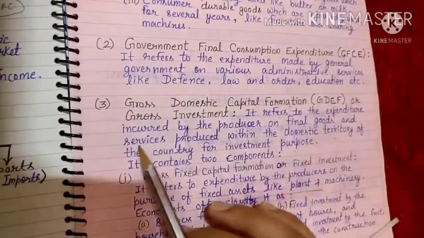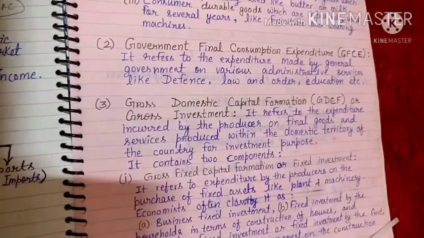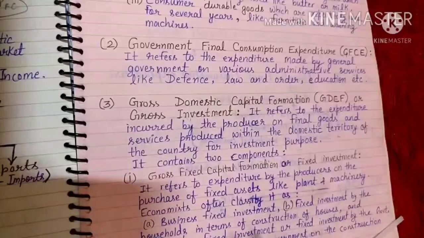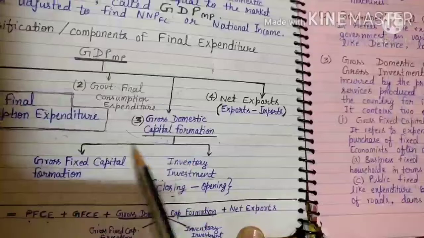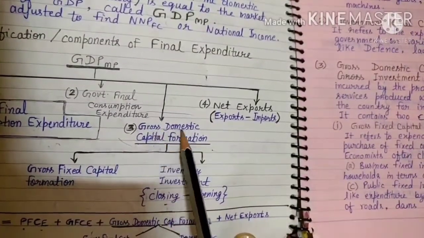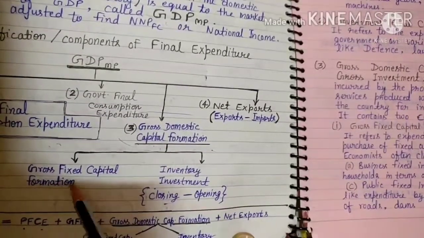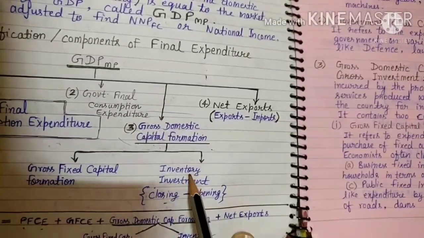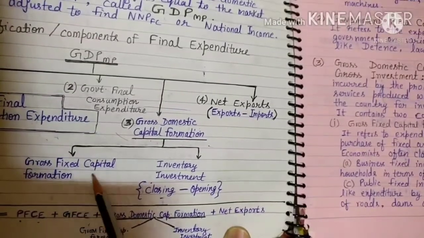It refers to expenditure incurred by producers on final goods and services produced within the domestic territory of the country for investment purpose. So it contains two components. As you can see here, it is further divided into two parts. Gross domestic capital formation is divided into GFCF, which is gross fixed capital formation, and the second one is inventory investment. So let's learn about the first one, gross fixed capital formation.